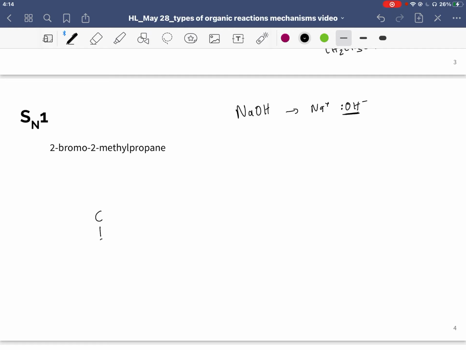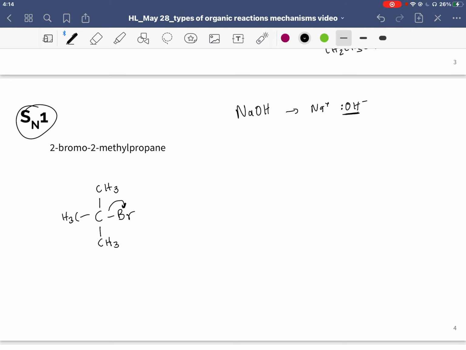2-bromo-2-methylpropane. Notice this is going to be tertiary. That's good. SN1 likes tertiary. So here we go. 2-methyl. All right, so 2-bromo-2-methylpropane. I still have the same exact nucleophile coming in to attack, but before we do that, this one actually starts out a little bit differently.